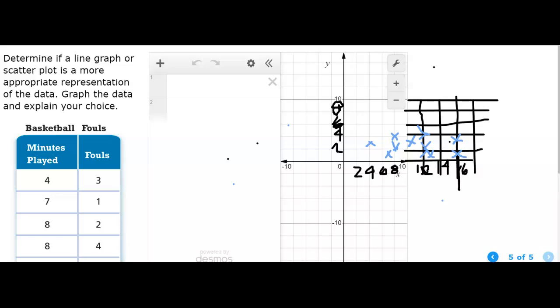So if you look at our data and how it's presented here, the best choice of representation would be a scatter plot because it is identifying how the variables interact together.